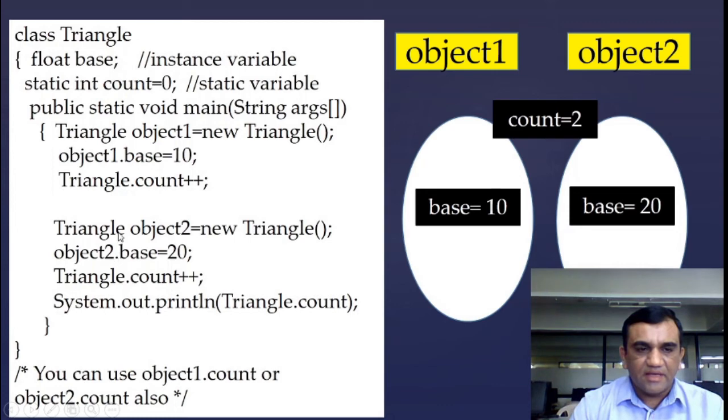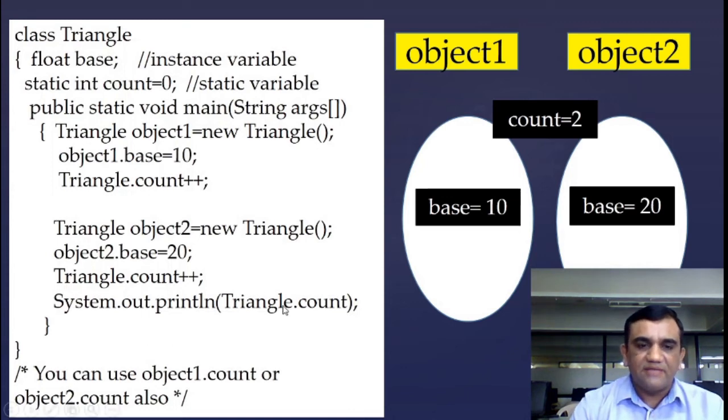Then we have created a second object, obj2, and we assigned the value 20 to base. Then we say Triangle.count++. Initially the count was 0 when it was created, then it was 1 after count plus plus, and then it will go further to 2, because this count variable is common to all the objects of the Triangle class. It will not have an individual copy, it will have one single copy. Fine. So this is basically a static variable, also known as a class variable.